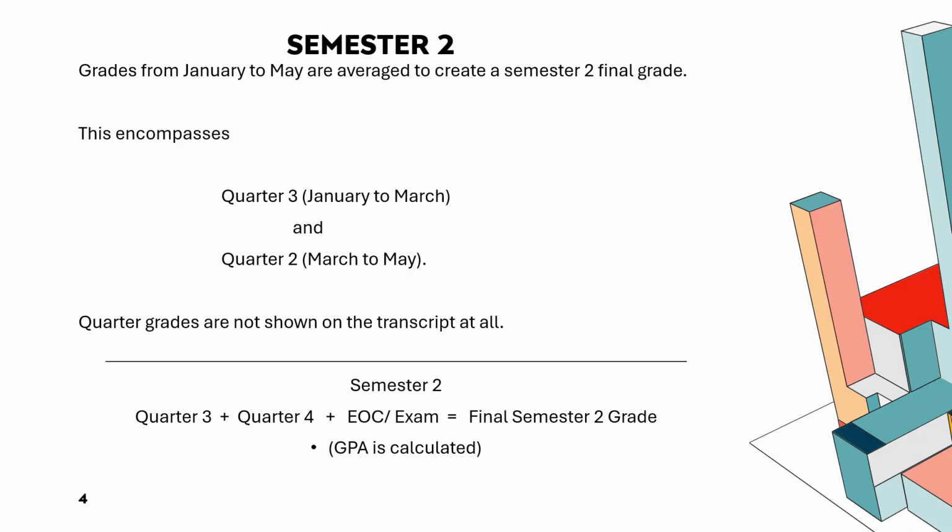In semester 2, the grades run from January through May, and they are averaged together to create a final semester 2 grade in May-June. This encompasses quarter 3, which is January to March, and quarter 4, which is March to May. Quarter grades are not shown on the transcript at all. So semester 2 is quarter 3 plus quarter 4 plus the end of course exam or the class exam to create a final semester 2 grade. Then the GPA is calculated.